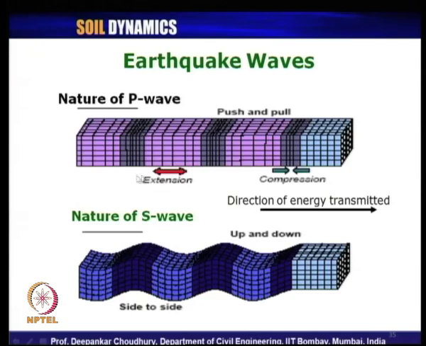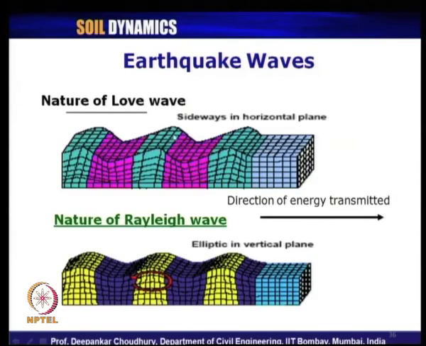And the nature of the different waves we have seen. The nature of the P wave is continuous extension and compression, that is, a push and pull kind of nature in the media in the direction of energy transmission, and the nature of S waves is side to side movement, up and down. The nature of Love wave is sideways in the horizontal plane, and the nature of Rayleigh wave is elliptic in the vertical plane. So, in this way rotating or rolling up and down can occur.